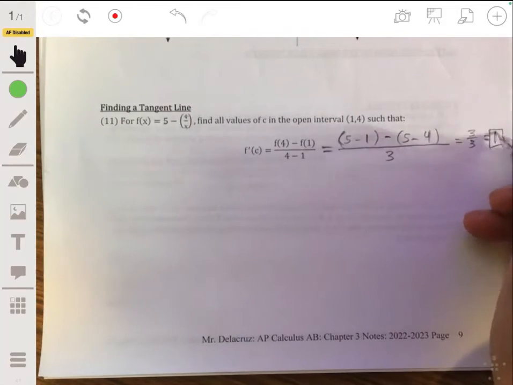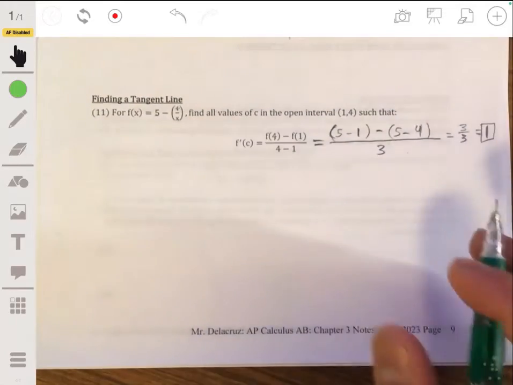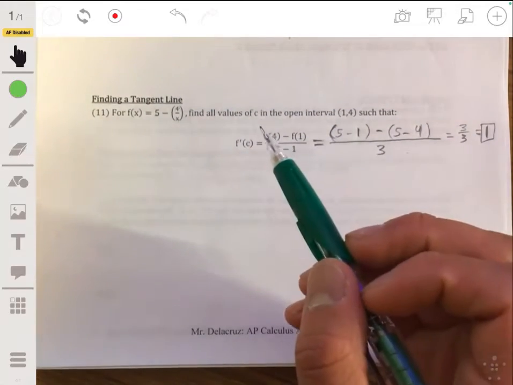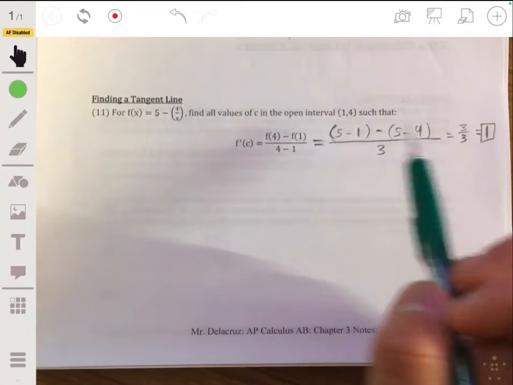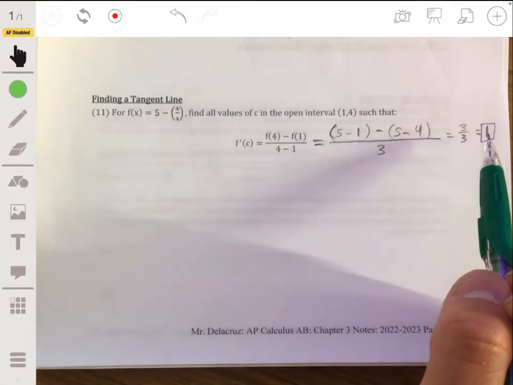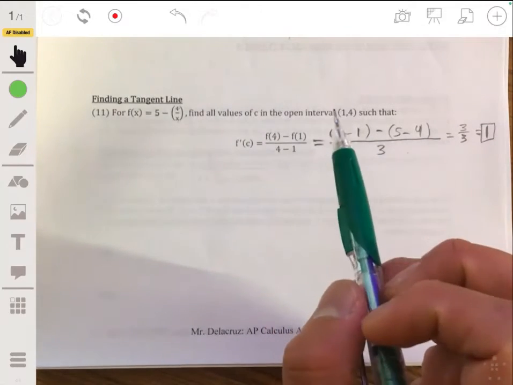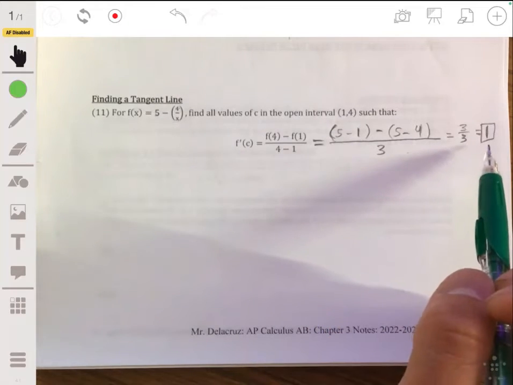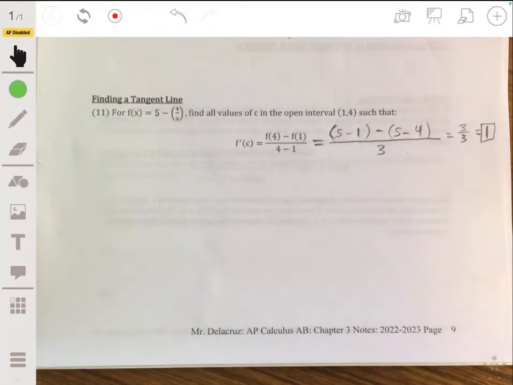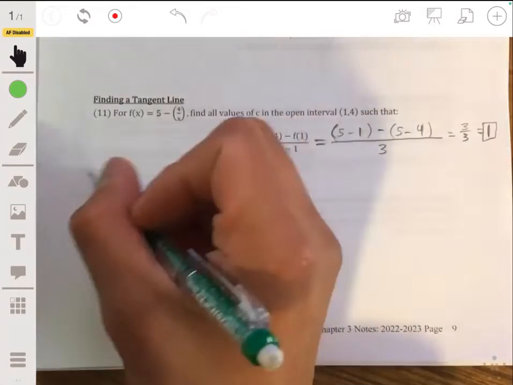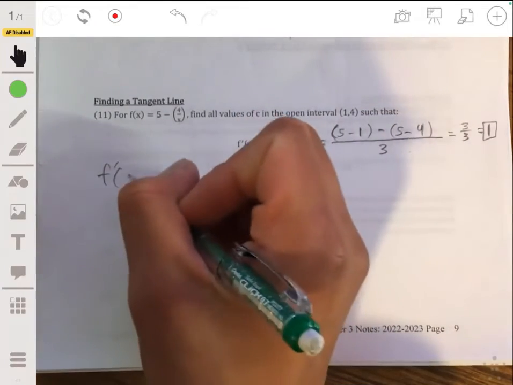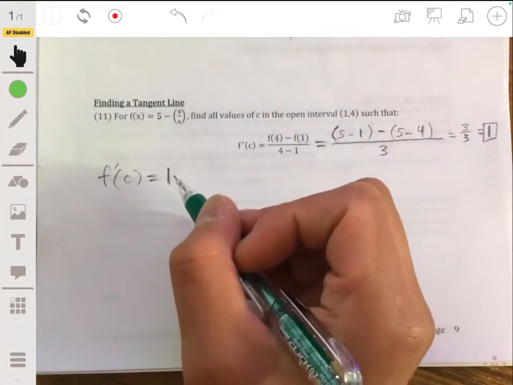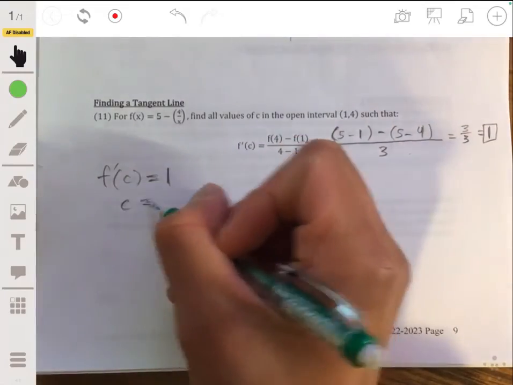Is going to be 1, as we know. Okay, so it wants me to find the value of c between 1 and 4 that will give me a slope of 1, or that when I evaluate the derivative function, I'm going to get 1. So in other words, I want to find where f prime of c is equal to 1. I have to solve for c. I'm trying to find my c value.